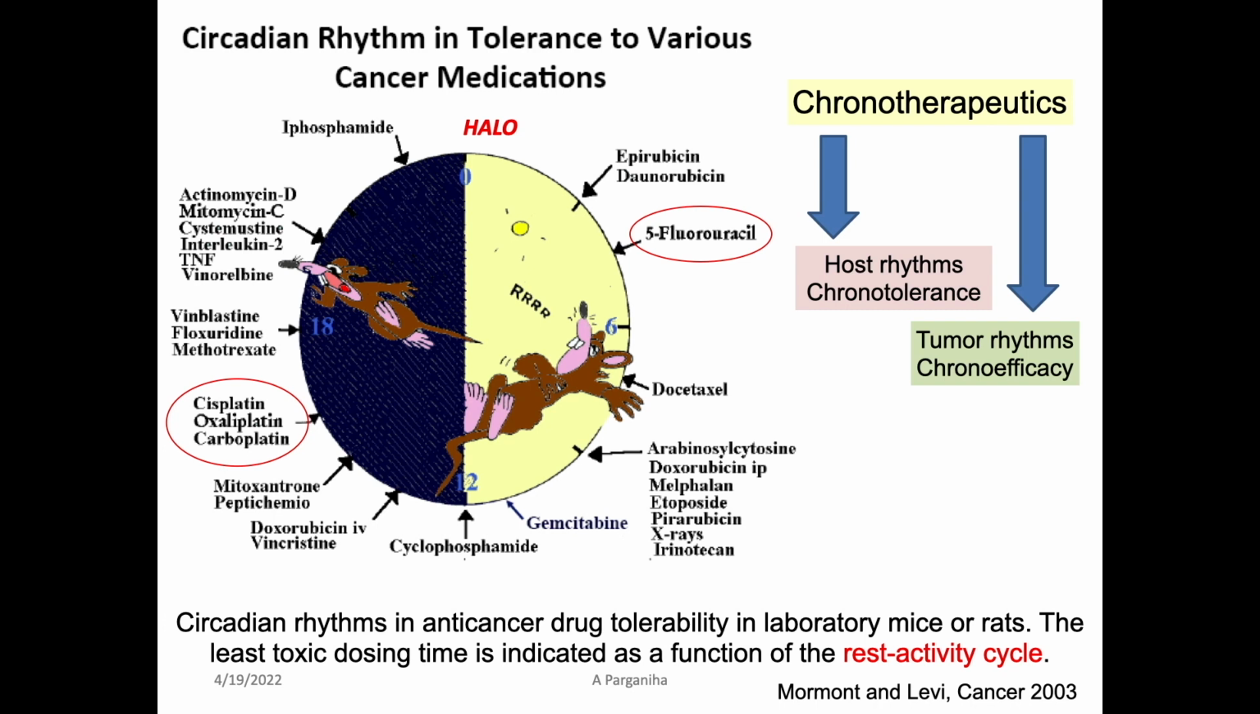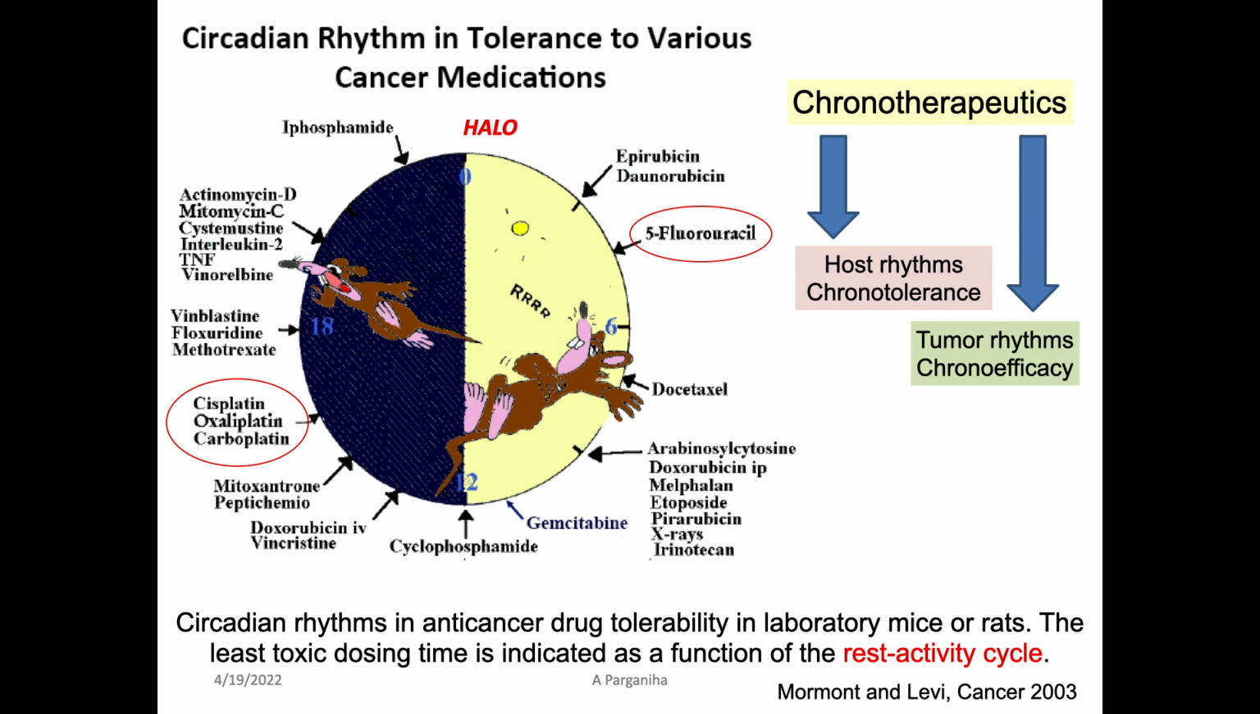And this picture shows the least toxic dosing time, and it has been indicated as a function of the rest-activity cycle. If you look at this picture, again there is a mouse that is nocturnal in nature. So during daytime, here you can see hours after light onset, they are inactive. So this is the rest phase, and this is the dark phase. When there is a dark phase, they are active.